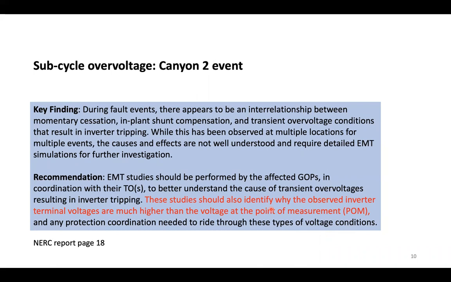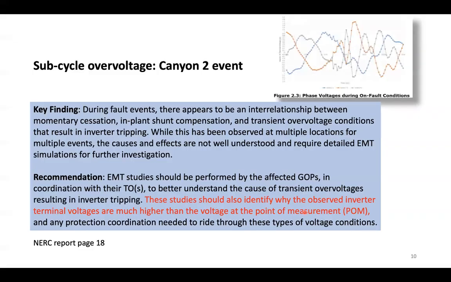Now the third case, subcycle overvoltage, the Kenyon 2 event. Based on the nuclear report, page 18, it says, "This study should also identify why the observed inverter terminal voltages are much higher than the voltage at the point of measurement." Previously we showed a shunt capacitor and the system inductors forming this kind of resonance. But this one you have to think about more: why is the POM inverter terminal voltage much higher than the point of measurement voltage? We have to ask this.